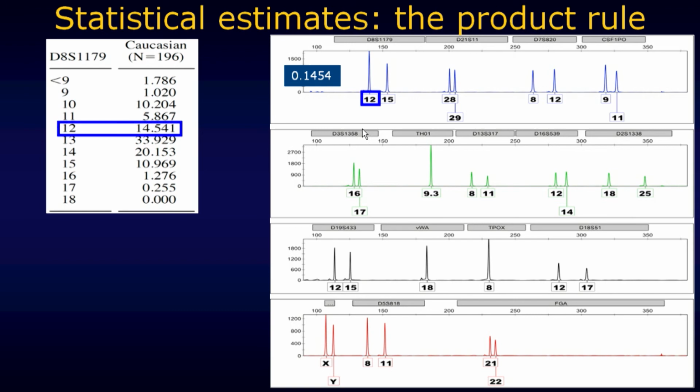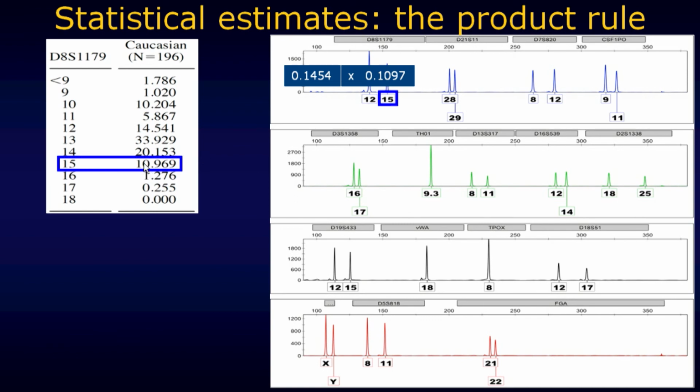Now, similarly, we're going to need to figure out the frequency of the 15 allele. And we can look back to that same population and see what frequency the 15 allele occurred in within Caucasian individuals, those 196 individuals. And what you'll see is that just a little bit less than 11% of those 196 individuals had a 15 allele. So, I feel almost like this is a pop quiz. What's the chance that you might find in a Caucasian population an individual who at the D8 locus has both a 12 and a 15 allele?